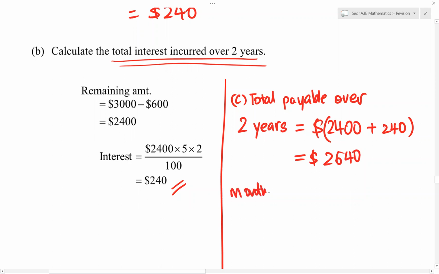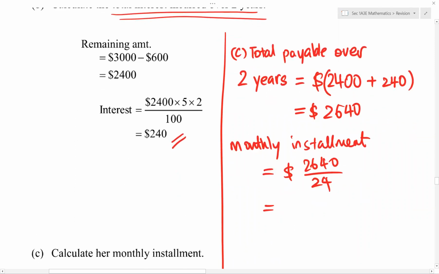Then how much does she have to pay per month? Monthly installment would then be $2,640 over 24. That's all. $110. Okay. Instead of the usual just $100 only, because 100 times 24 is 2,400. Instead of just $100 a month, she needs to pay extra $10 every month. That $10 is the interest.